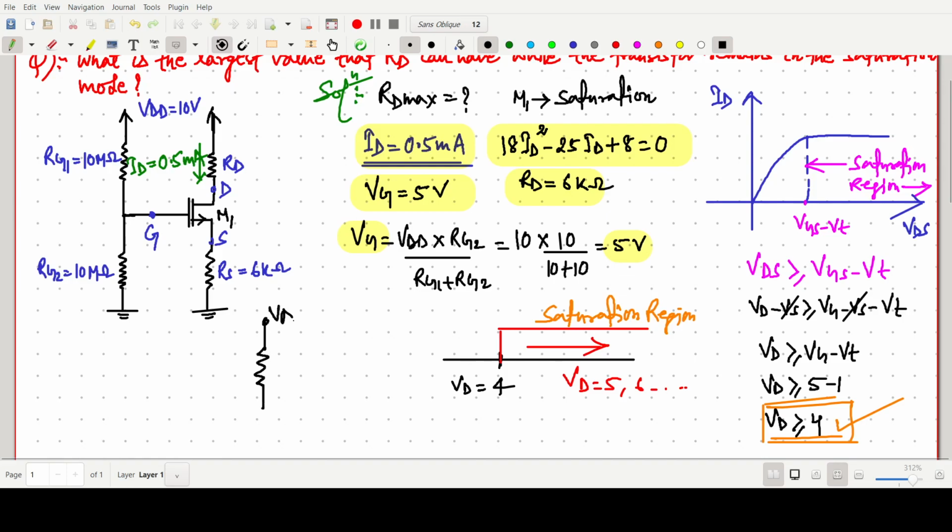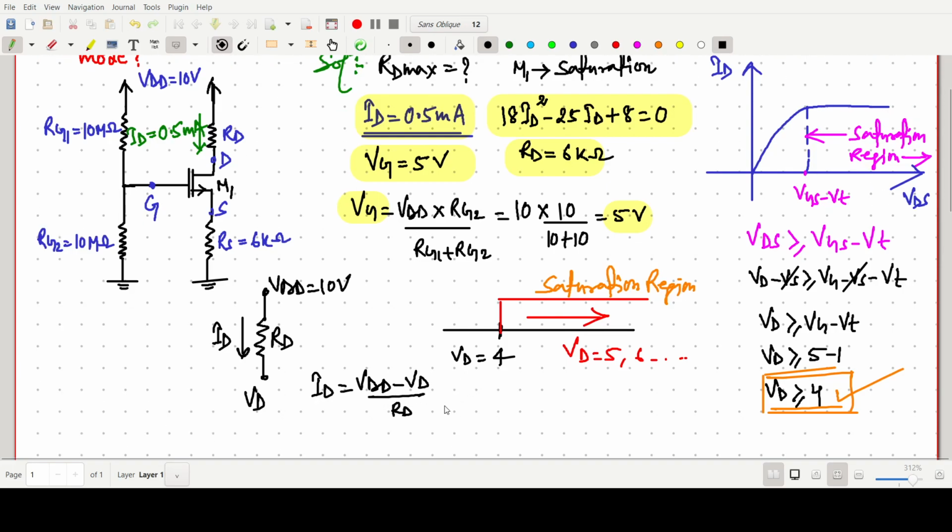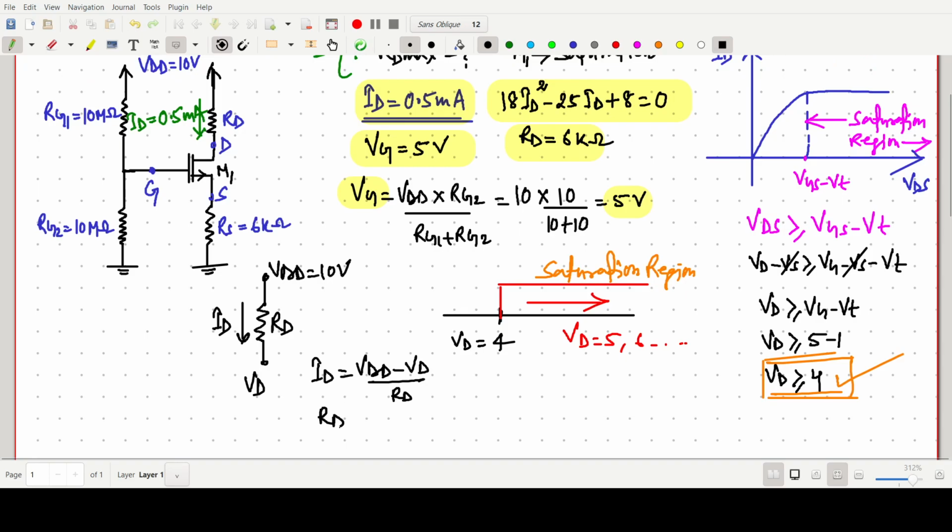So this value will be VDD, that is our 10 volt, and this should be our VD. Just that I am writing, and it should be RD. And if this current is ID, which is known to us from the last video, we have already calculated ID as 0.5 milliampere. So this ID value one can write as (VDD minus VD) by RD. So the RD value will be (VDD minus VD) divided by ID.